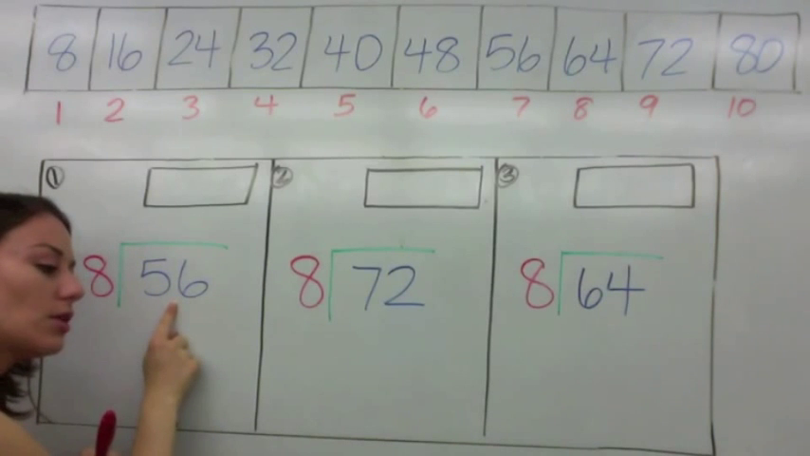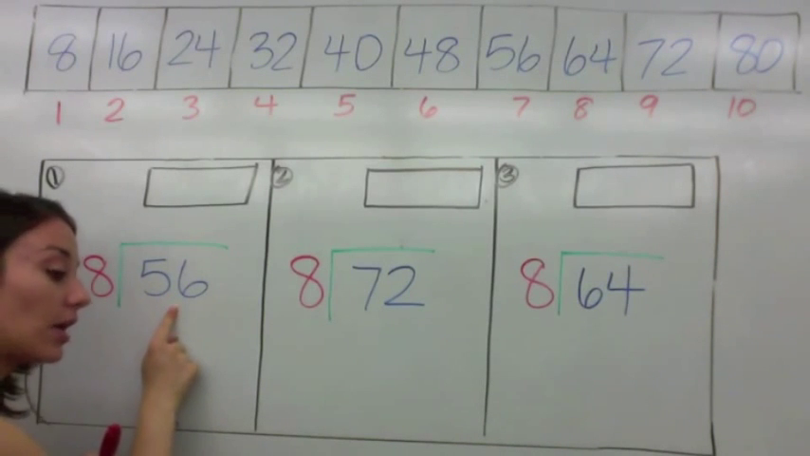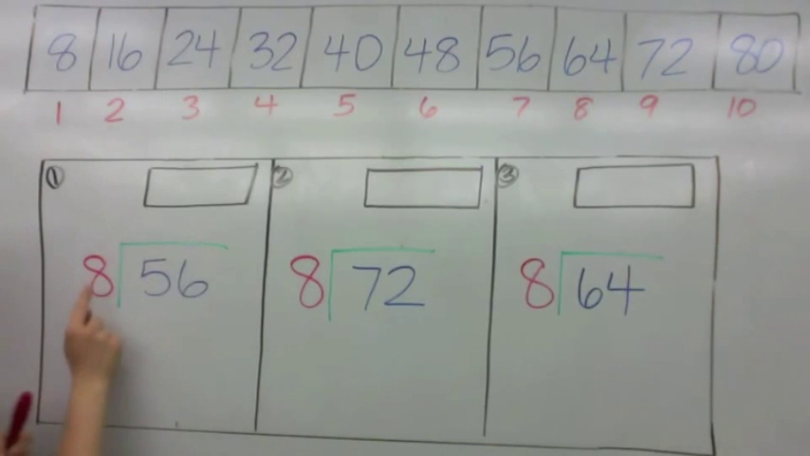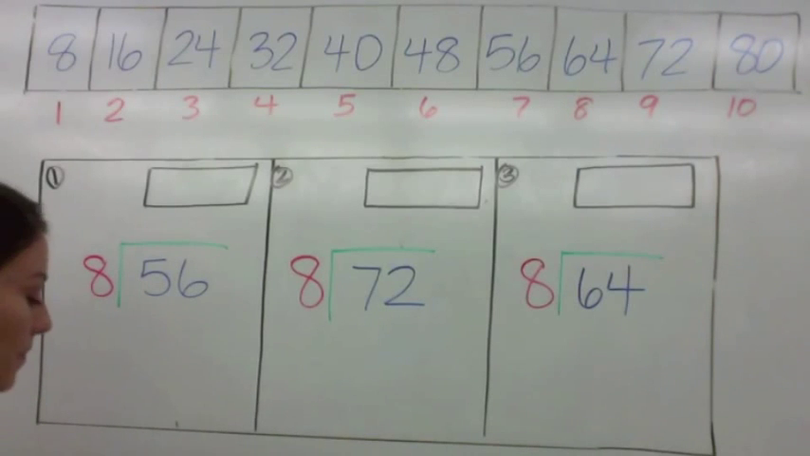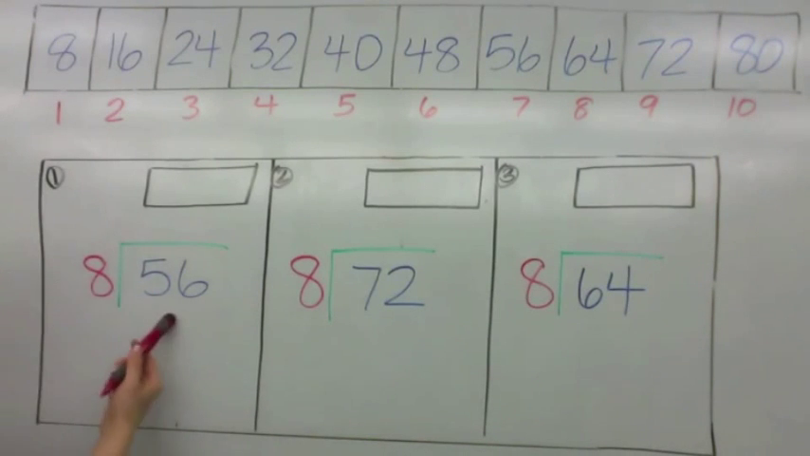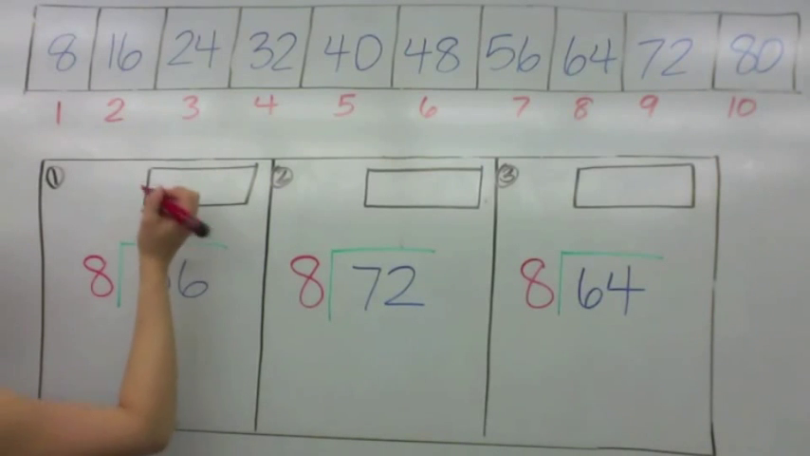What is this number called? This number is called, starts with a D, a dividend. The number we're dividing by or skip counting by is called what? The divisor. So let's skip count by 8 to get to 56. You're going to sing the song with me. Ready? It goes like this.